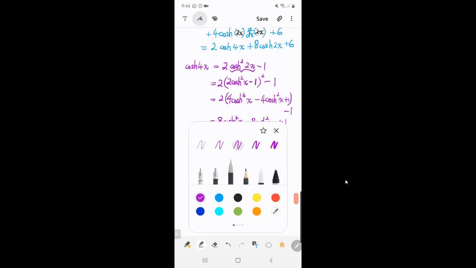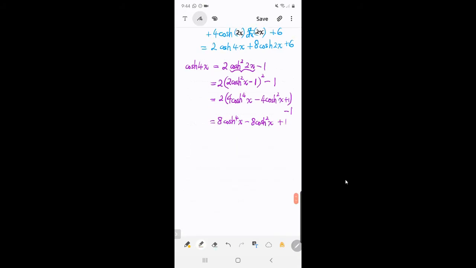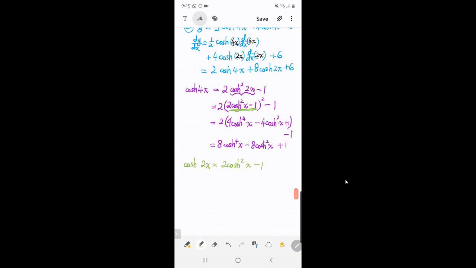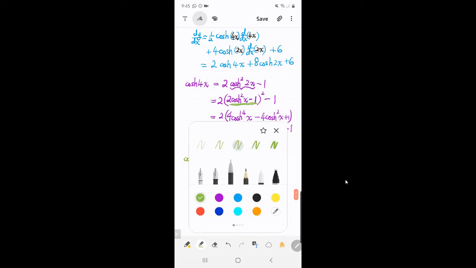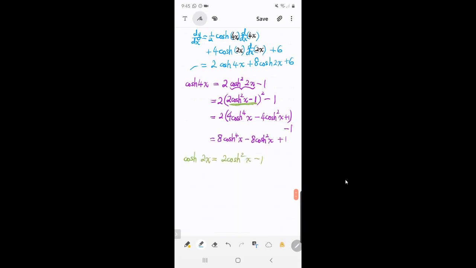Next one, expression for cos 2x. So cos 2x is equal to 2 cos squared x minus 1, right? So we are using this one here. Okay, so therefore we can proceed with our solution. Our solution continues.